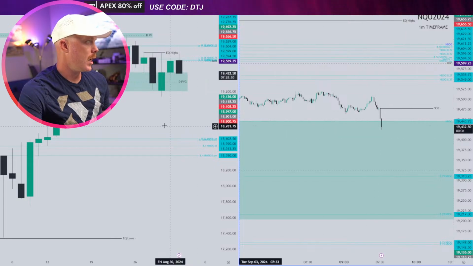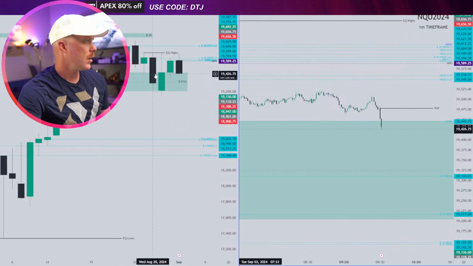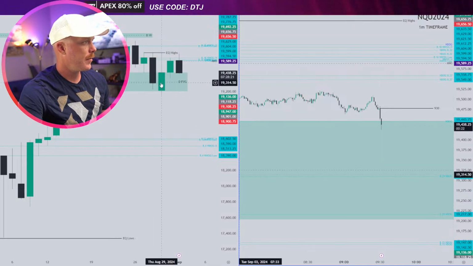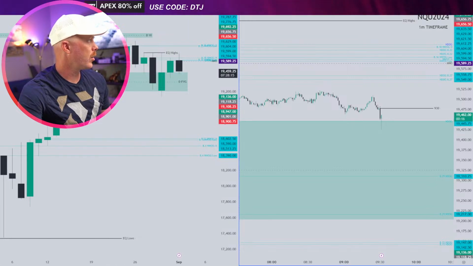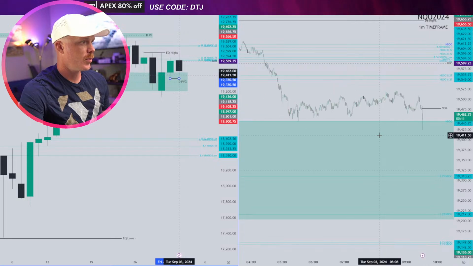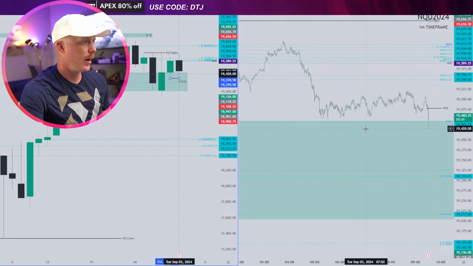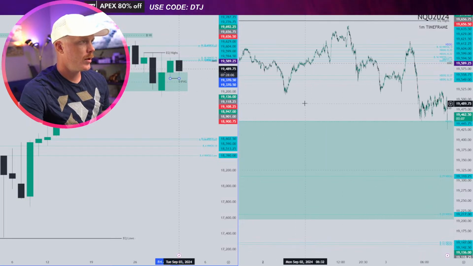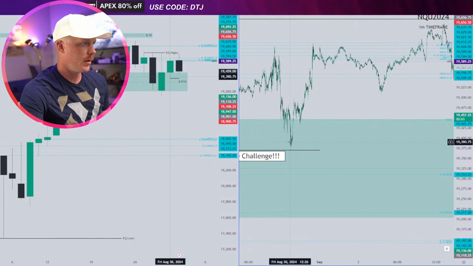So for me, we found support in this daily fair value gap. We didn't spend much time in it. We went out of it. The only thing that I'm really looking at is potentially the previous day swing low, which would have been Friday's swing low. We could also look at Monday's, but I doubt Monday's is going to be relevant. Here's Friday's swing low.